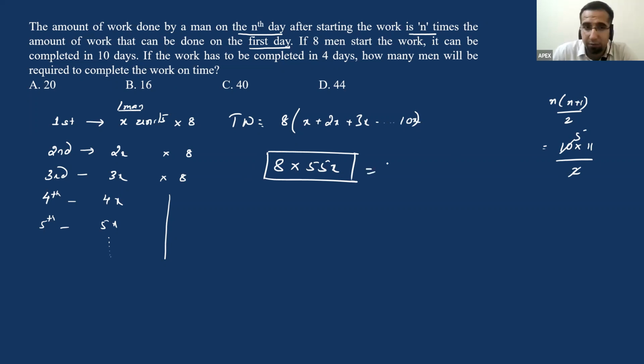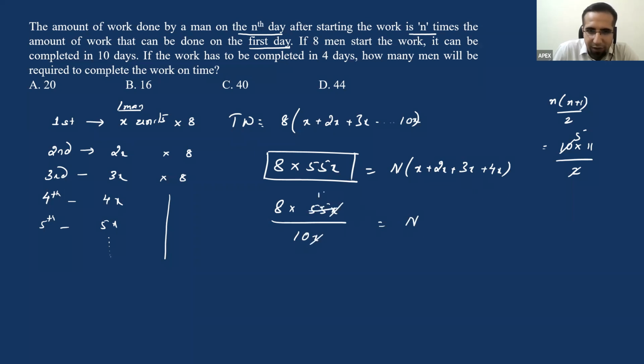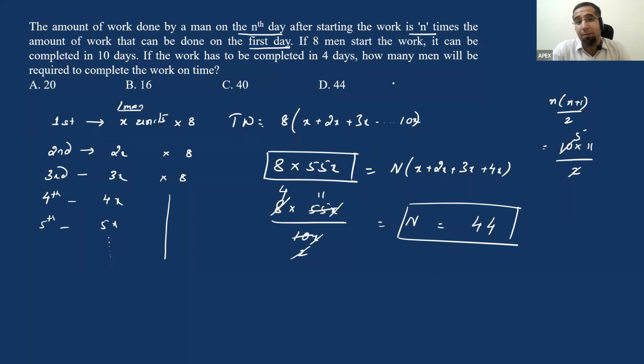Now how many men will be required? So let's say there are n men required. First day x units done, second day 2x units done, third day 3x units done, and fourth day 4x units done. Clear? So n equals 8 into 55x divided by 1 plus 2 plus 3 plus 4, which is 10x. So x gets cancelled. 5 11s are 55, 2 and 4 cancel, so 4 into 11, the value of n here becomes 44. So therefore, how many men are required? There are 44 men required to complete this work in 4 days of time. Clear, guys? So a very easy question, not a difficult one.